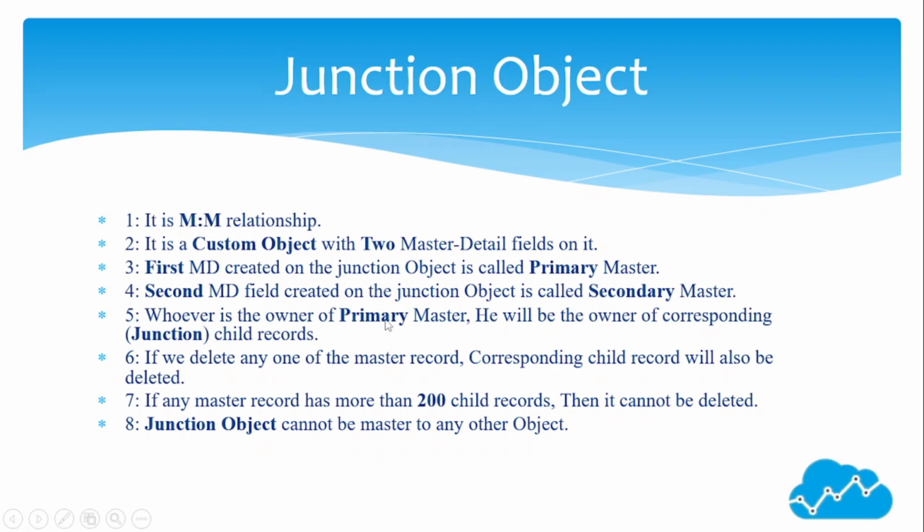Whoever is the owner of primary master, he will be the owner of corresponding child records, means junction records. If we delete any one of the master record, corresponding child record will also be deleted. If any master record has more than 200 child records, then it cannot be deleted. Junction object cannot be master to any other object.